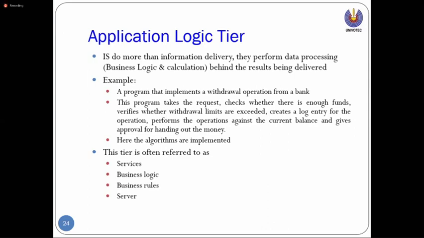Application logical tier. The information system does more than information delivery. It performs data processing, business logic, and calculation behind the rules. If you develop your database, you have to consider the business logic and calculation. I don't know if I taught that in database analysis and design. Usually I teach business logic in that module also. Now I also explain what business logic is.